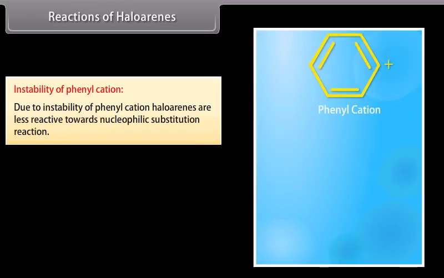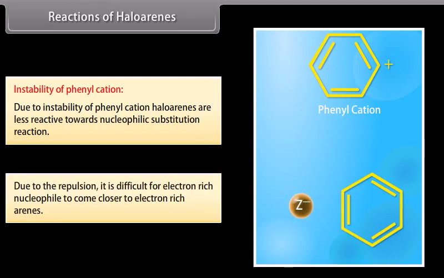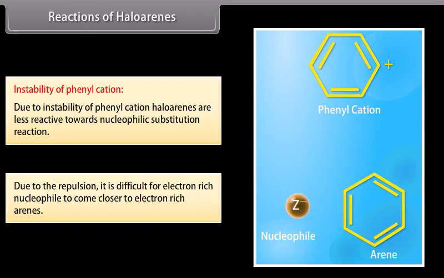Instability of phenyl cation. Due to the instability of the phenyl cation, haloarenes are less reactive towards nucleophilic substitution reactions. Due to repulsion, it is difficult for an electron-rich nucleophile to come closer to electron-rich arenes.